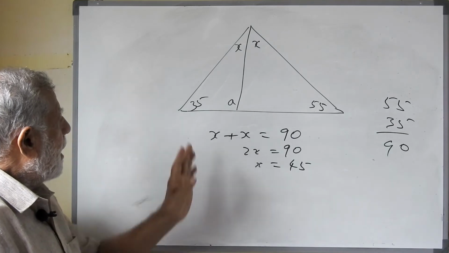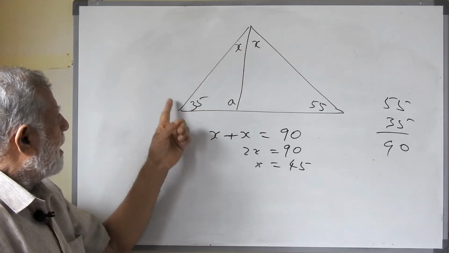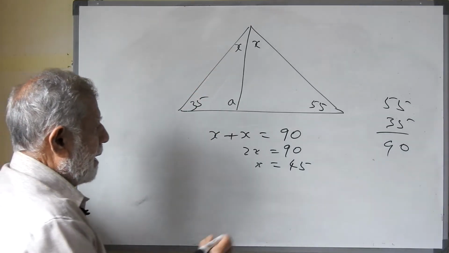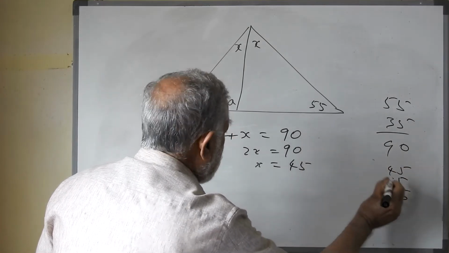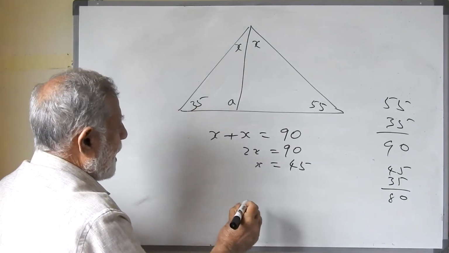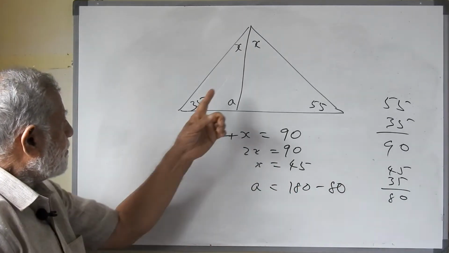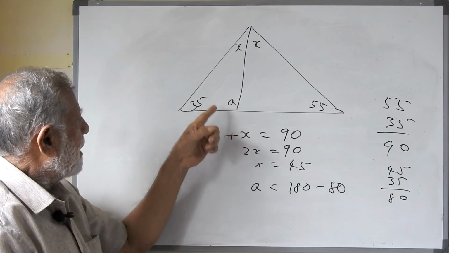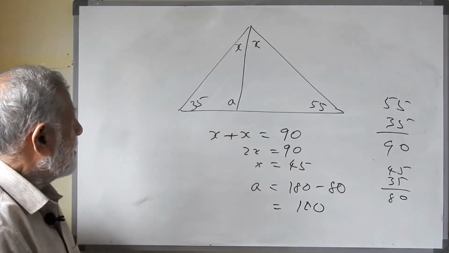So now we have to find the value of A. So how to find the value of A? We take this triangle. We know that x is 45 and 35. 45 and 35, 80 degrees. Angles of a triangle, so A is equal to 180 minus 80 degrees. That is 35 and 45, 80 degrees. So 180 minus 80 degrees will be A. That is equal to 100 degrees. So A is equal to 100 degrees.